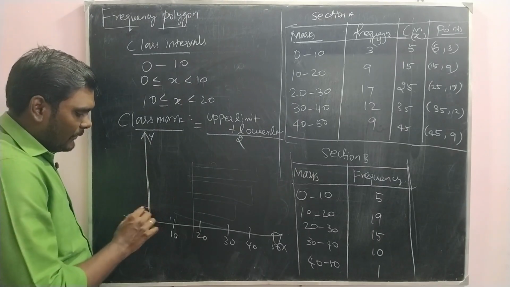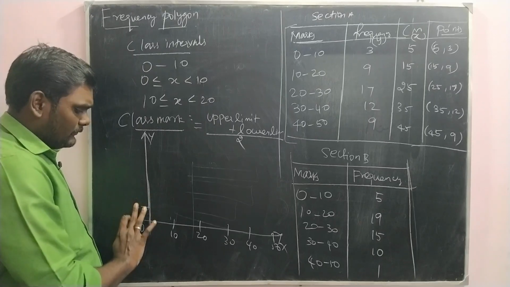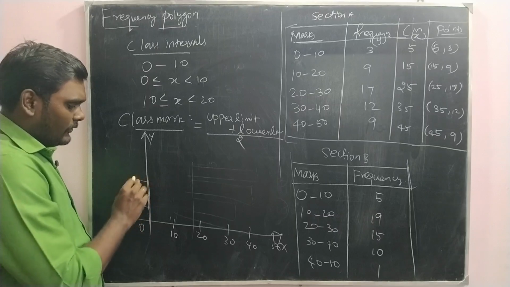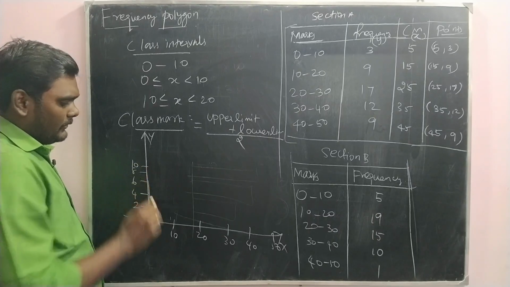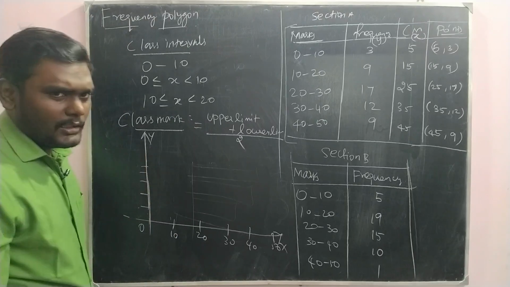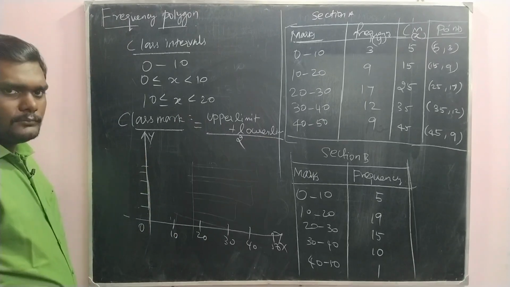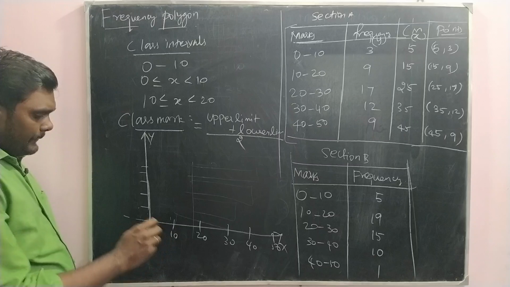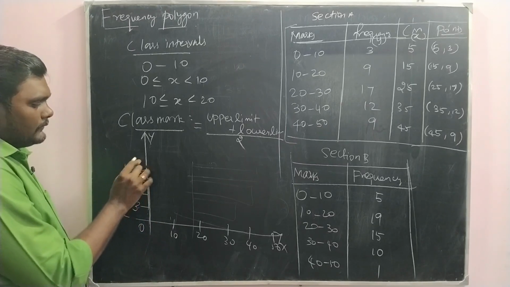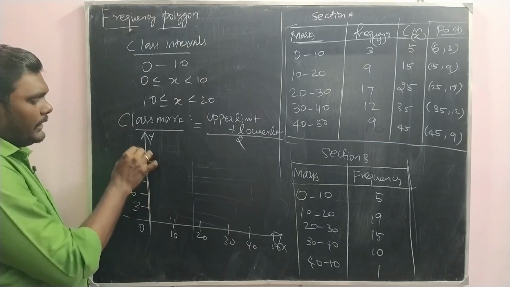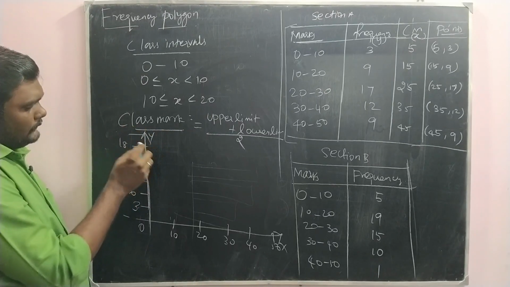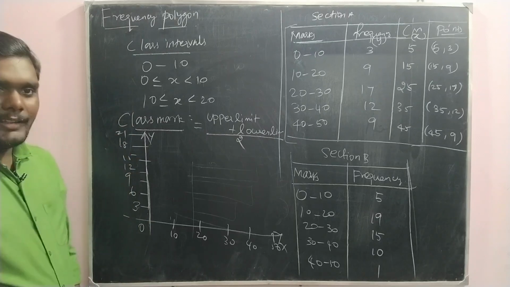Due to space constraint, I'm taking 2. 5, 10, it will be more. 2 let me take: 4, 6, 8, 10. No, it won't be sufficient for me. You can take 1, 2, 3, 4 also, not a problem. Okay, so let me take 3, 6, 9, 12, 15, 18, 21. I am taking 3 units.